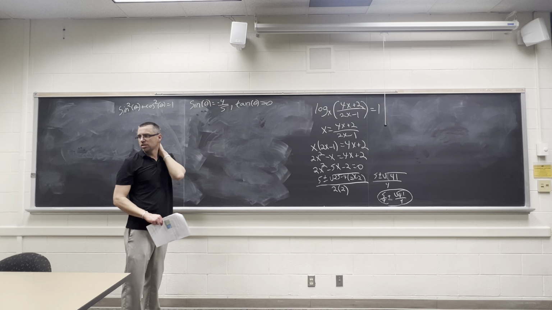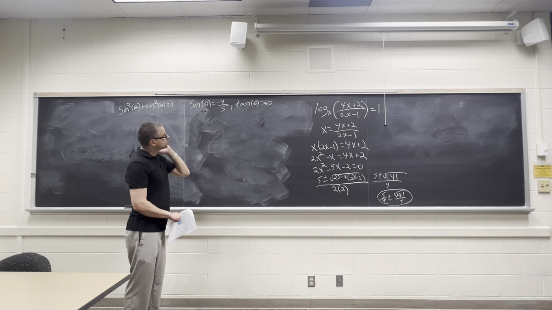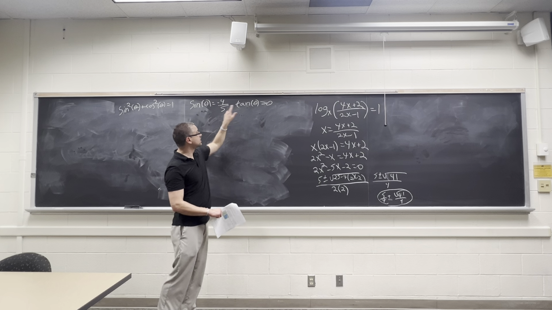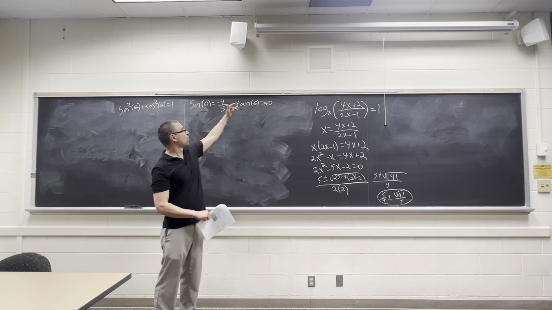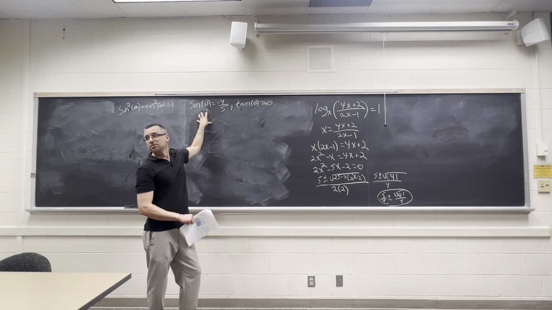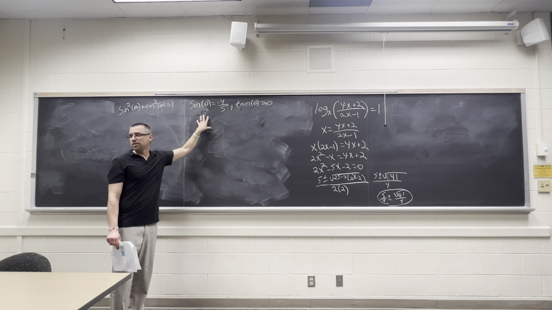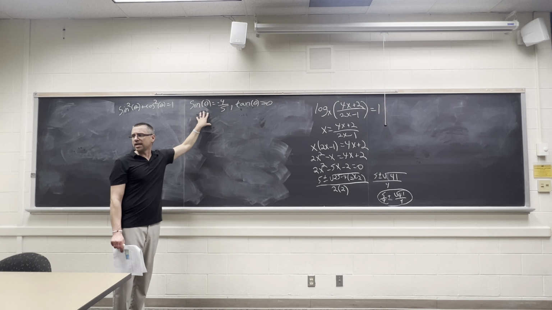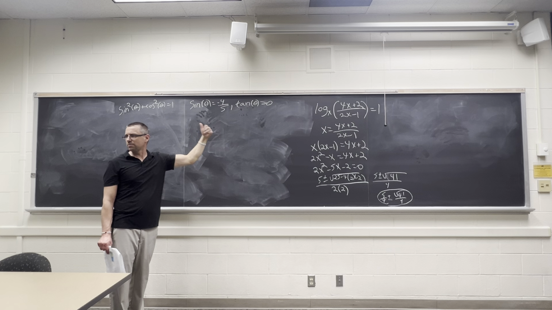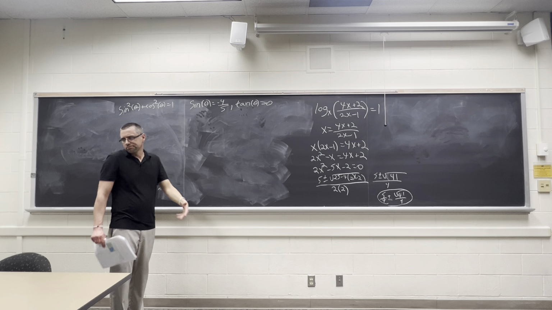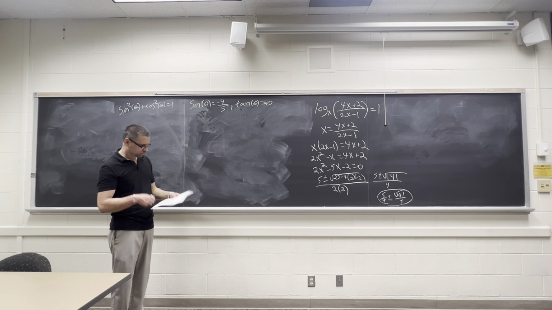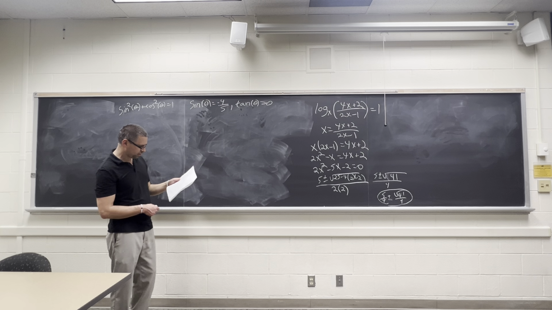Sine over cosine is tangent. So since tangent is greater than 0, what do you know about cosine? That it has to be negative, right? If sine's negative and tangent's positive, that means cosine has to be negative. So sine of theta is negative 4/5.